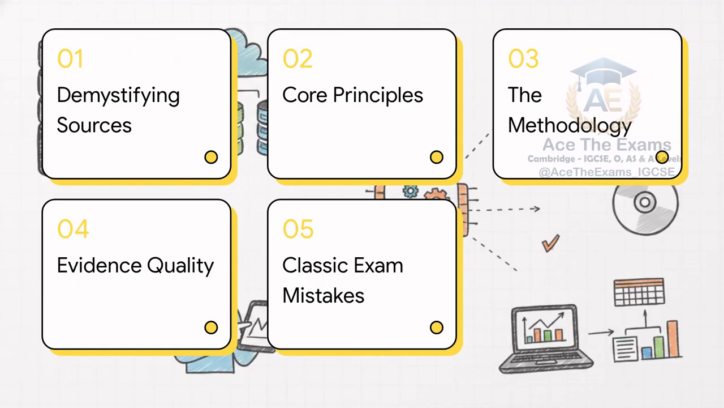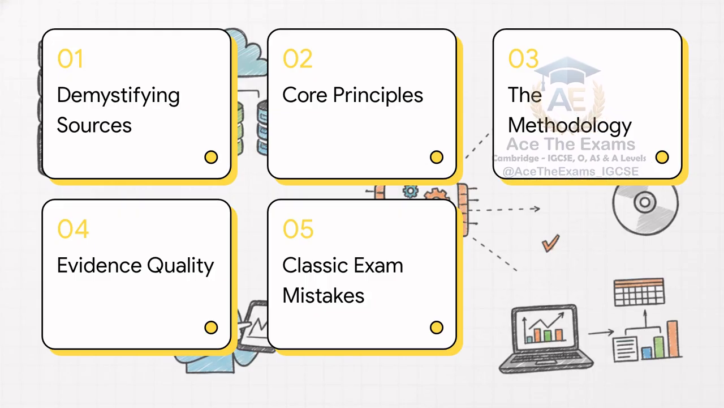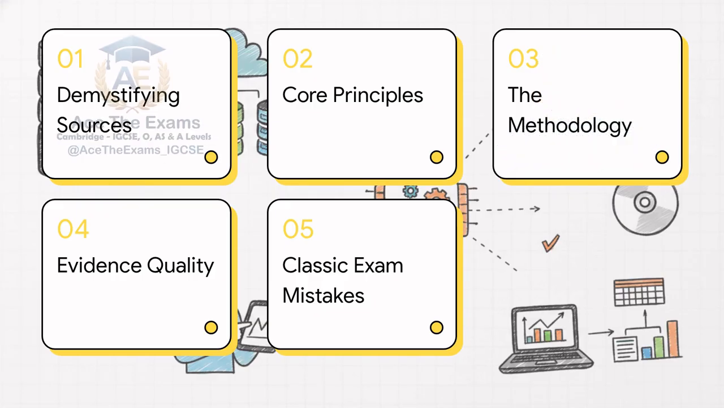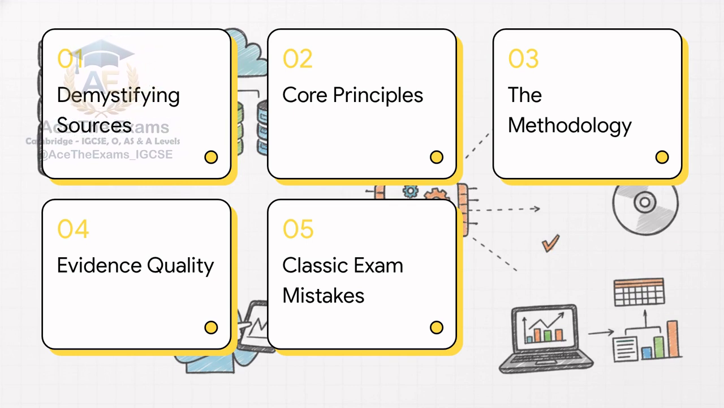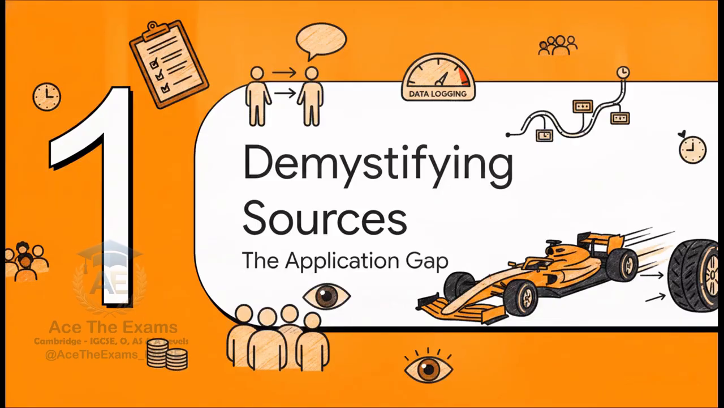Okay, let's take a quick look at the track layout for today. Here is our strategic roadmap. First, we'll start by demystifying direct data sources and looking at where the actual application gap happens. Second, we're going to master the core principles to build your architectural framework. Third, we dive into the methodology of success, how to actively earn those elusive method marks. Fourth, we'll hit the interactive workshop and evaluate evidence quality. And finally, we will break down how to avoid the classic exam mistakes that cost students entire grade boundaries. Let's start the engine. All right, Sector 1, demystifying direct data sources and addressing what we call the application gap.